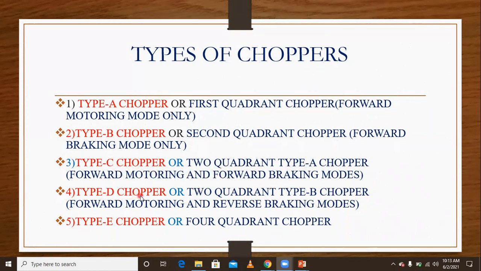Next, type D chopper is also two quadrant, but a type B chopper. This is also called a two quadrant type B chopper, operating in forward motoring mode and reverse braking mode. And type E chopper is called a four quadrant chopper.